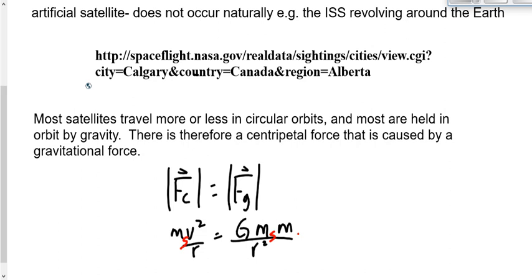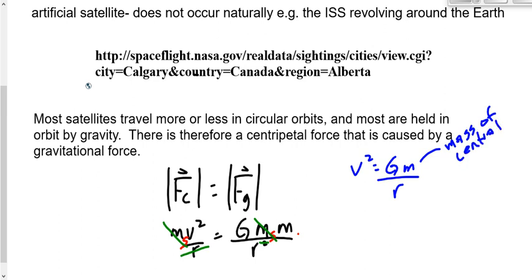Let's cancel out something here. Let's cancel out one r on each side. Let's cancel out the mass of the satellite. We're left with, over here, v squared, the r's disappeared, is equal to G times m over r. This m will represent the mass of the central body. Not the mass of the satellite, it cancels out.